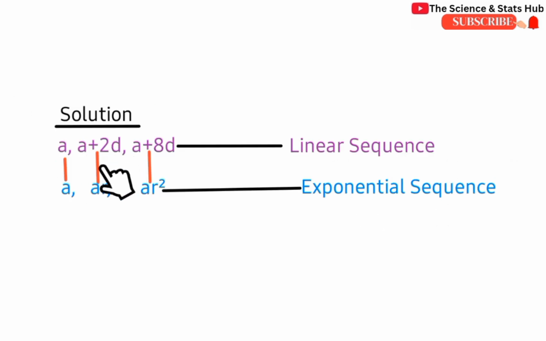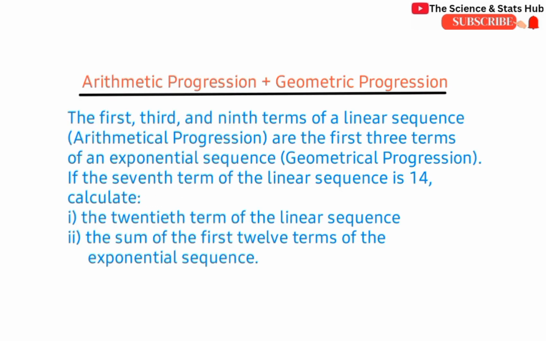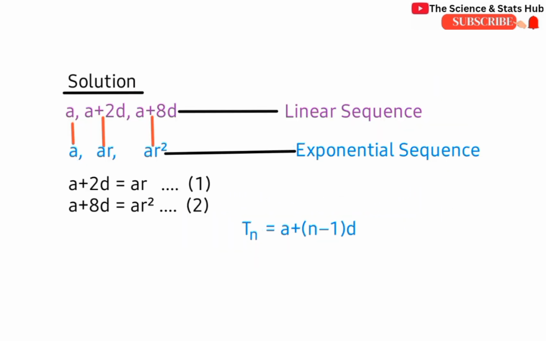Let A plus 2D equal AR be called equation 1. And let A plus 8D equal AR squared be called equation 2. Going back to the question, the seventh term of the linear sequence is 14. Applying the usual formula, the seventh term will be A plus n minus 1, where n is 7. 7 minus 1 is 6, so 6 multiplied by D, 6D, equal 14. Let's call this equation 3.